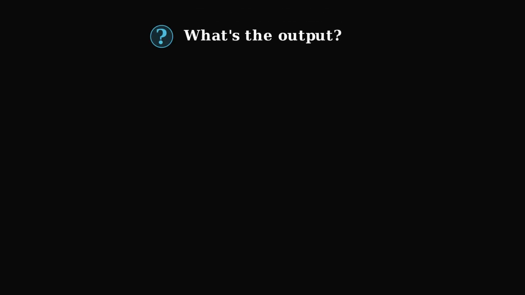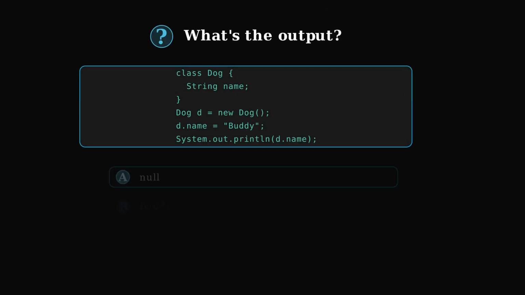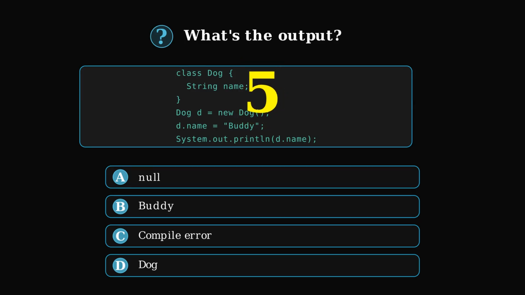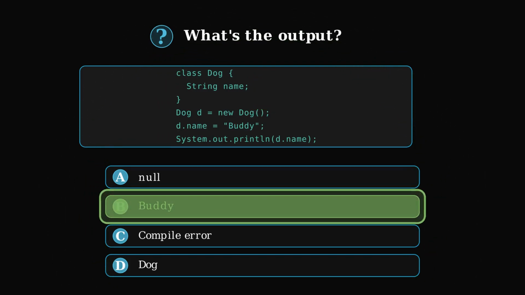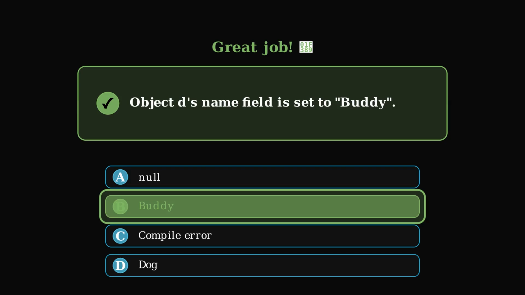What's the output? Which one is correct? The correct answer is: Object D's name field is set to Buddy.